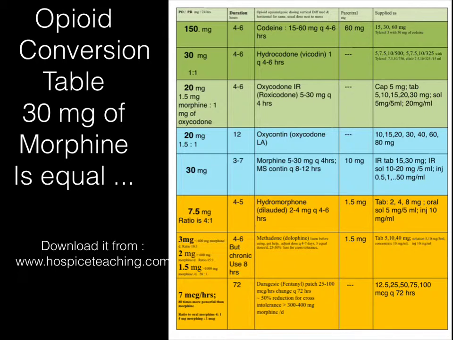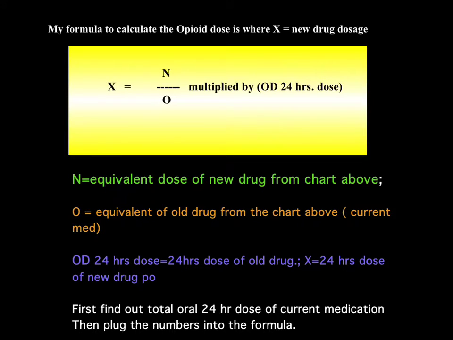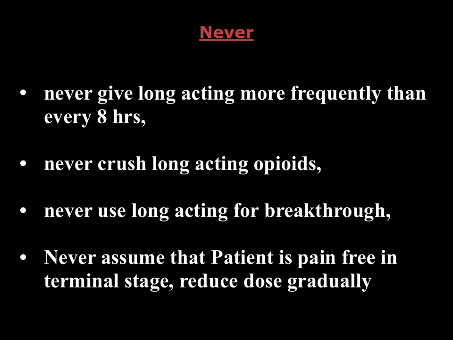Opioid conversion table is shown here, where left-hand corner has equivalent dose. Download that. Go to my site, hospiceteaching.com, or Hospice Short Notes, which is coming soon, and you can download that. I do have a formula where X equal to N divided by O multiplied by 24-hour dose of the morphine, where X is the new medicine you're trying to start, N equal to new medicine equivalent dose from the chart, O is old medicine equivalent dose from the chart multiplied by 24-hour dose of the medicine. And you put the numbers and you'll get total dose of the day.